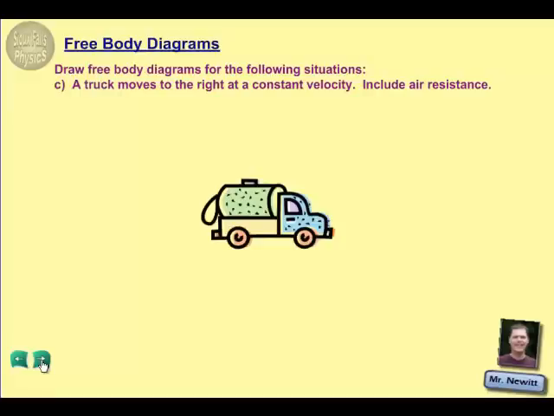We have a truck now that is moving to the right at a constant velocity, and we are including air resistance this time. So if the truck is moving to the right, we would assume that there is what we would call an applied force by the truck. That's the truck's engine turning the wheels of the truck to the right in that direction. But there is air resistance, and air resistance would be working opposite of that applied force to slow the truck down. So we would also then include a force this direction. I might call it force of air. That is air resistance that would be opposite of the applied force.